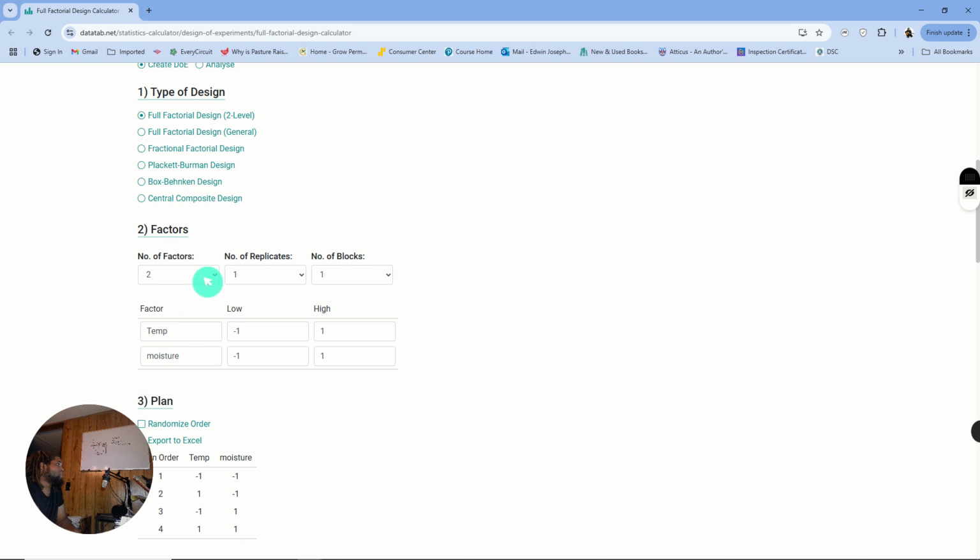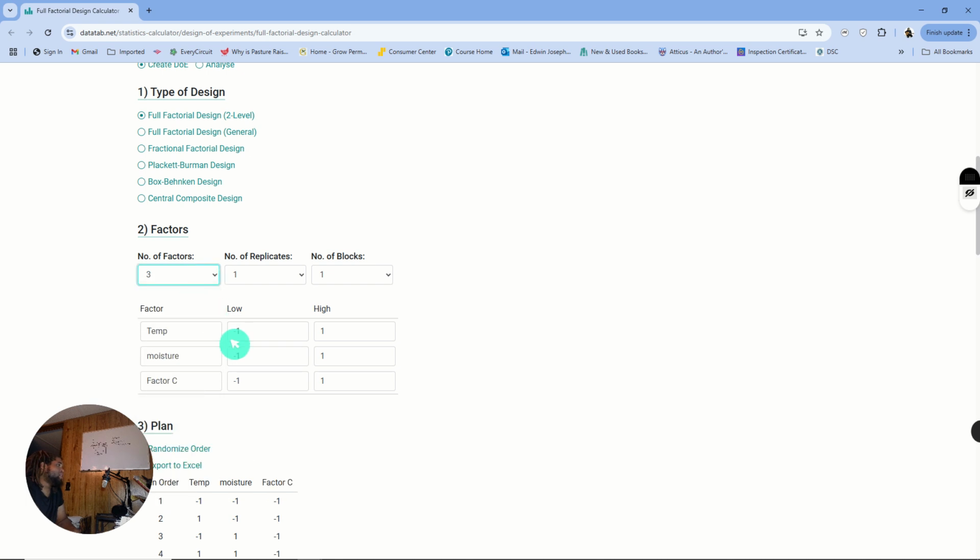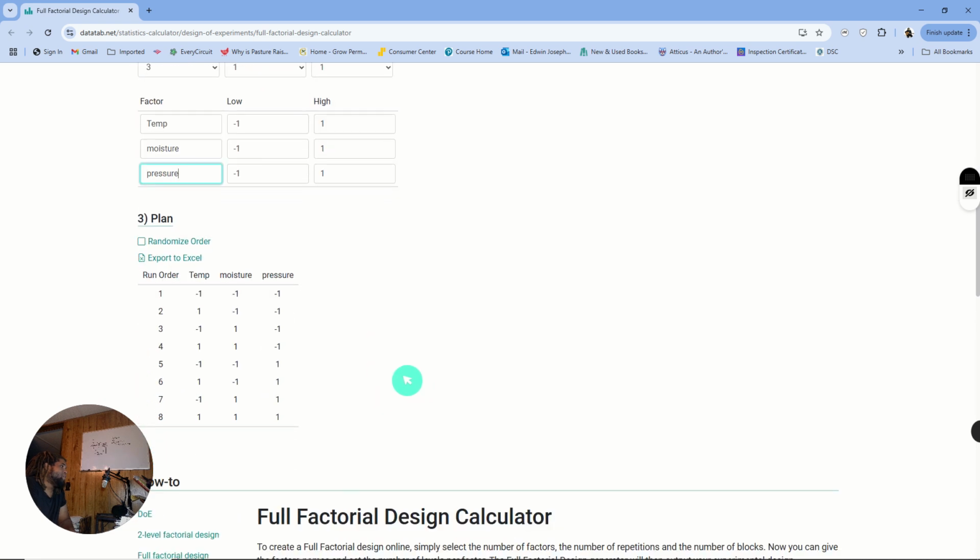Okay, so now what if you put in another one? Let's say you had another factor. Let's say you had to test pressure, and the pressure was going to be a high and low pressure. Well, now it's going to give you 8 runs, and it's going to add in pressure here. And again, it really just gives you a prefigured combination of all this.